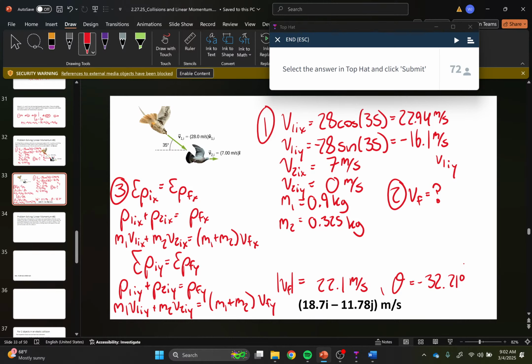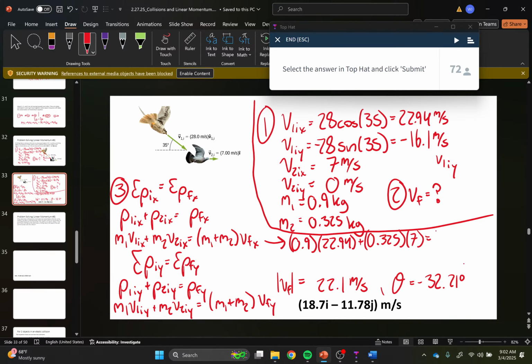And then you just plug the numbers in and do it, which maybe sounds like I'm trivializing it, but this is the physics done. Now we just plug in numbers. m1 is 0.9. My v initial x, I'm just taking the numbers from up top, 22.94, and 0.325 times 7 equals (0.9 plus 0.325) times v final x. And if you solve that, you get the 18.7.